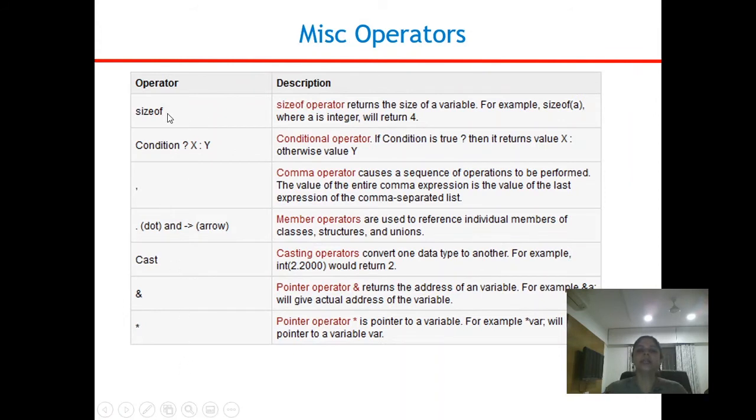Miscellaneous operators which are available are the sizeof operator. We have already seen this operator, which helps us find out how many bytes are allocated for a particular variable. Then there is the ternary operator, which is also called the conditional operator. The comma operator is also available, which causes a sequence of operations to be performed. We have the dot operator and arrow operator. Whenever we go for object oriented programming, at that time we will see this dot and arrow operator in more detail, which are also called member operators.